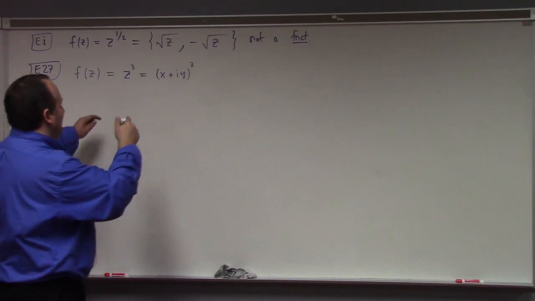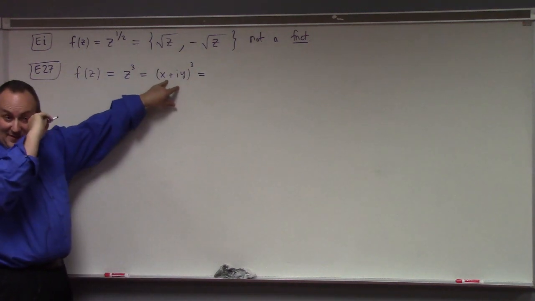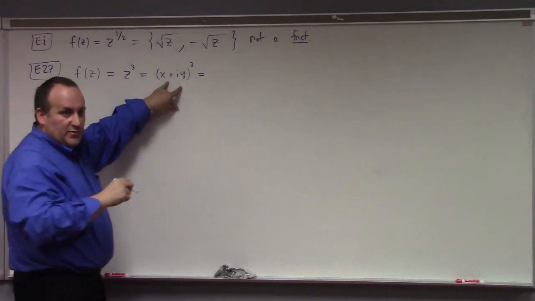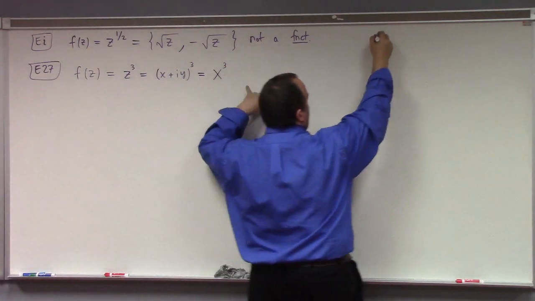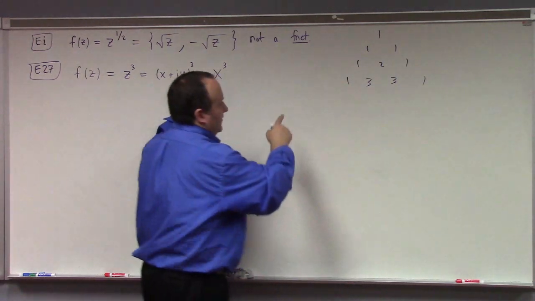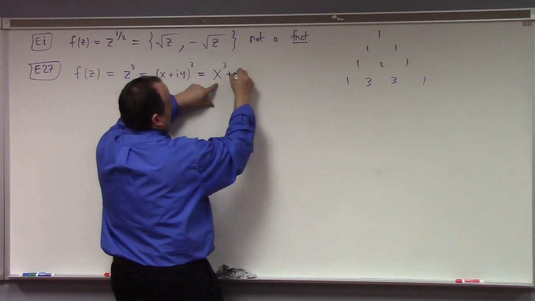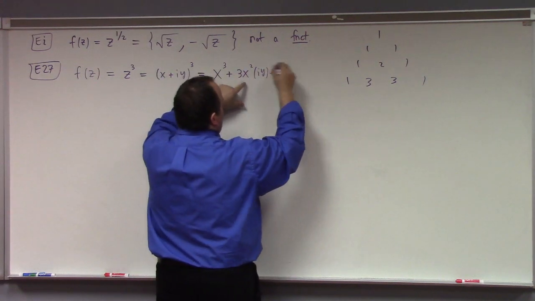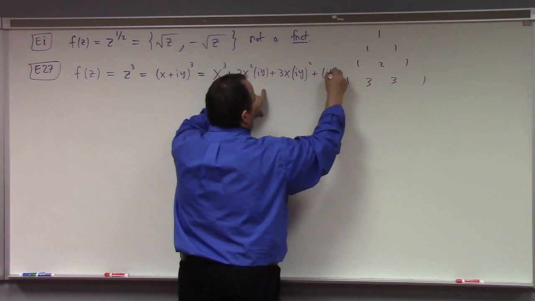All right, so this right here, the binomial theorem is still true. The binomial theorem holds in the complex domain. So we can write x cubed. The binomial theorem goes like this, right? 1, 1, 1, 1, 2, 1, 1, 3, 3, 1, and so forth. So the binomial coefficients are 1, 3, 3, 1. So I do x cubed plus 3 x squared times iy plus 3 times x powers down, iy powers up, and then plus iy cubed, right?